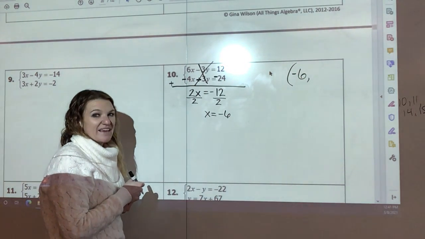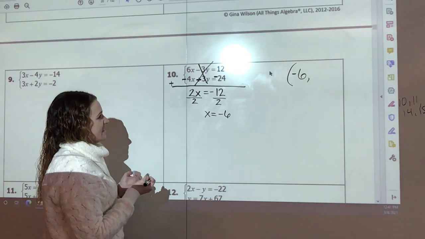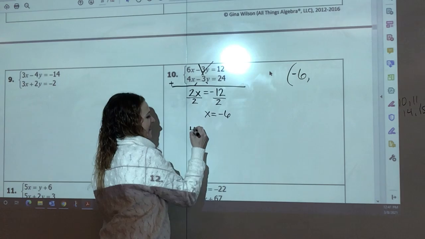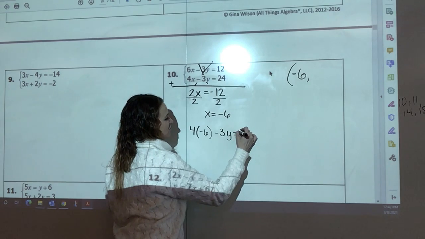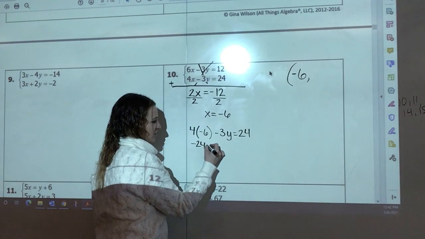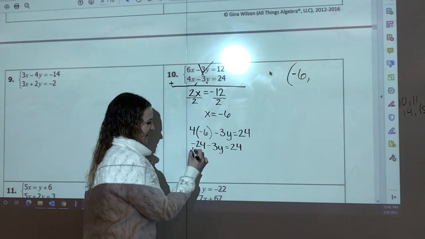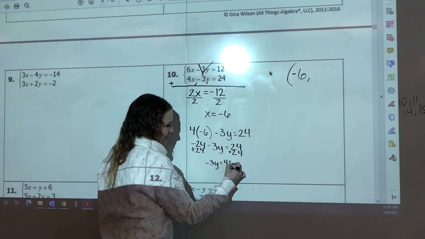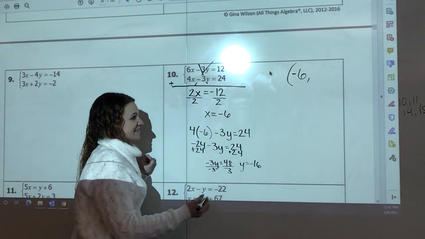But in order to solve for the y, I'm going to need to plug that back into one of my original equations. So I'm going to go ahead and use this bottom equation here. So if we look at this bottom equation, we have 4, and then instead of my x, I'm going to substitute in negative 6, minus 3y equals 24. I know that 4 times negative 6 would give me negative 24. And I'll bring everything else down. All right, I've got to get rid of this 24, so I'm going to add it to both sides. Negative 3y equals 48. And if I divide both sides by negative 3, y equals negative 16.